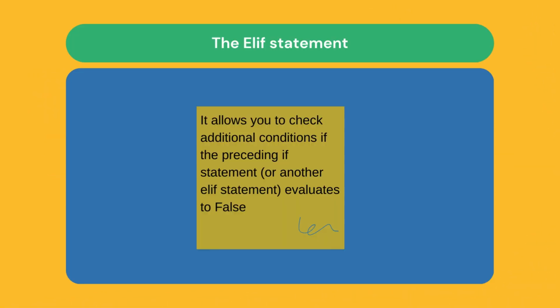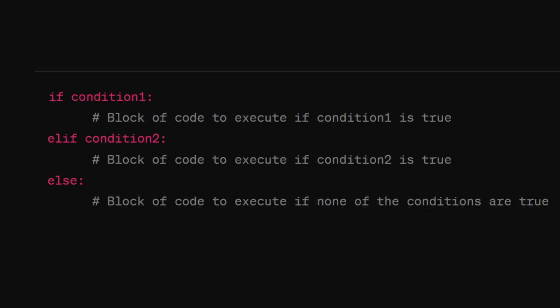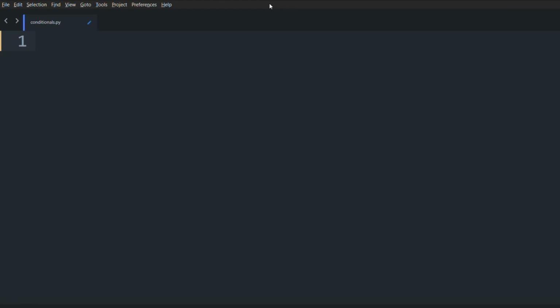The elif statement is short for else if. It allows you to check additional conditions if the preceding if statement or another elif statement evaluates to false. It is useful for testing multiple conditions sequentially. Now, let's check if a number is positive, negative, or 0.